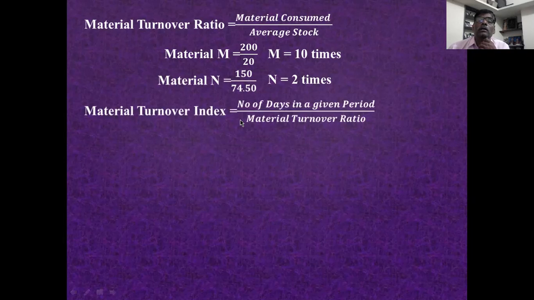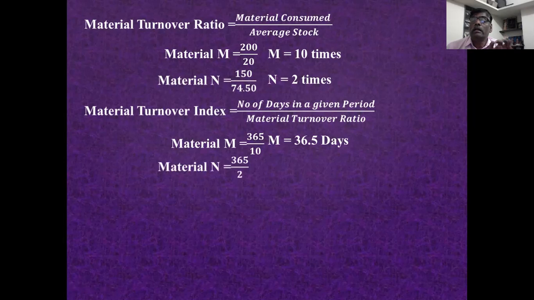And come to the material turnover index. Material turnover index, you have to calculate: number of days in a given period divided by material turnover ratio. So for material M, 365 is the number of days in a year, divided by 10 is equal to 36.5 days. Means if you fill material M in your godown, it will remain for 36.5 days, nearly 37 days. And material N, if you fill it in your godown, it will remain for 182 days nearly.